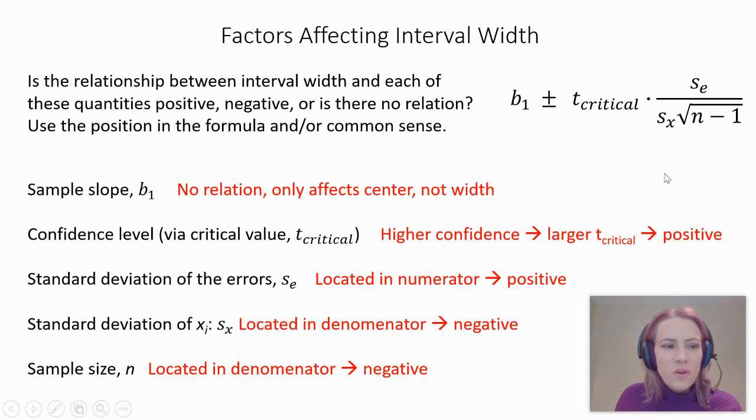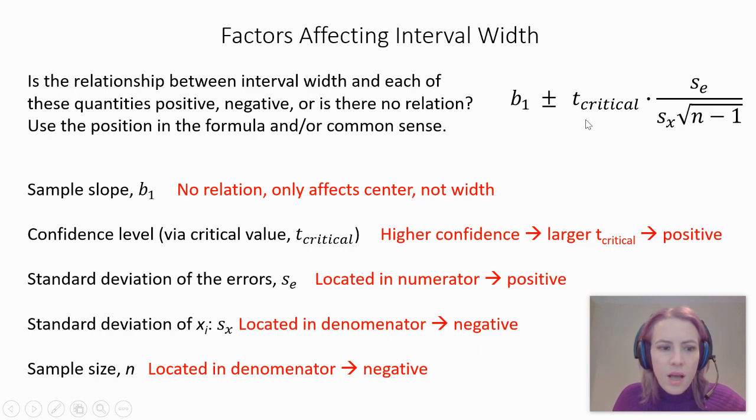All right, so the sample slope, B1, does not affect the width because its position here puts it right at the center of the interval. So that decides where the interval is going to be centered, but it doesn't affect the width at whatever position it's at. Only the things after the plus or minus are involved in the margin of error and affect the width.